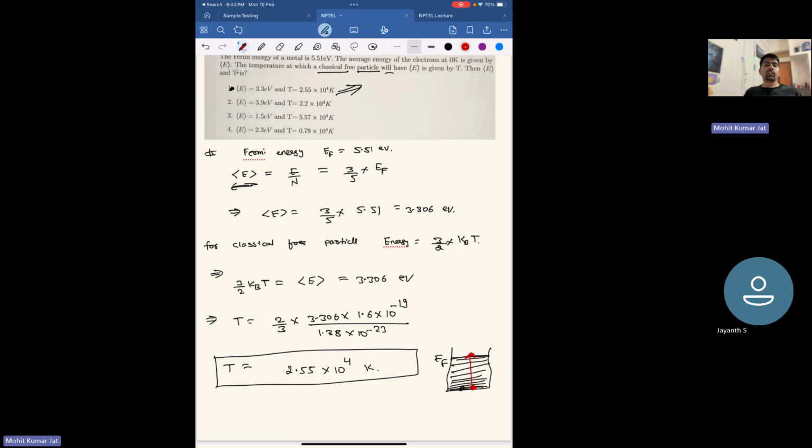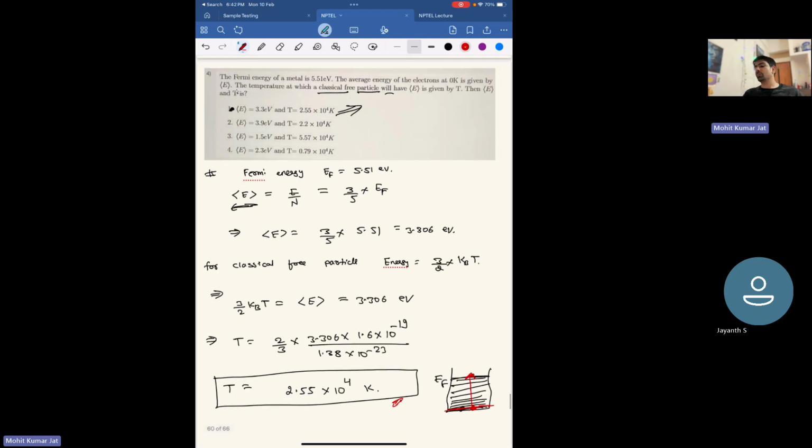At this temperature, the metal itself will melt. Whatever metal you can think of, silver, gold, they will melt at this temperature. This is a very large temperature. So the metal will lose its properties before you can kick out the electron which was filled last. That's the physical significance of this very high Fermi temperature.